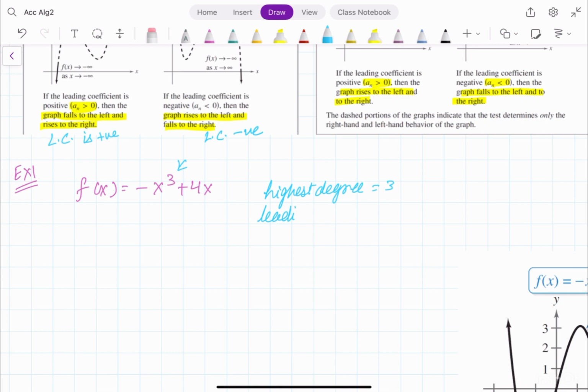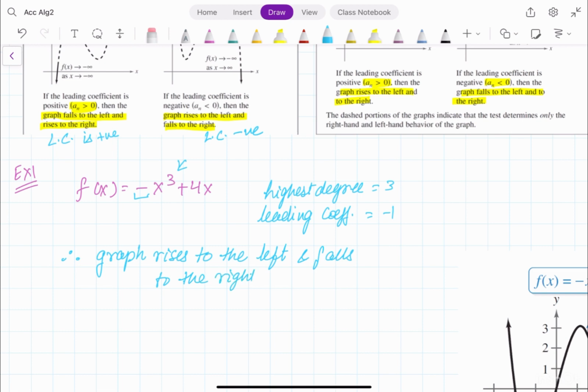And what is the behavior of an odd function? We need to consider that by the leading coefficient. Now the leading coefficient is negative 1. So the highest degree is 3 and the leading coefficient is negative 1. That means the graph will rise to the left and fall to the right.